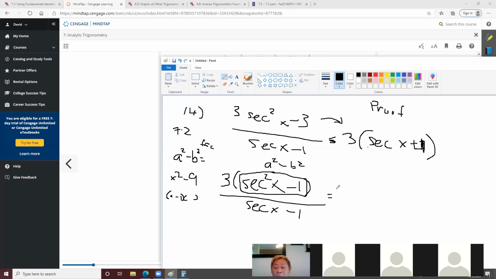So you still get 3. What you get here is secant x minus 1 and secant x plus 1, just like x minus 3 and x plus 3. This is a and b. This is all over secant x minus 1. Now this will cancel out, and that's why you end up with this: 3 times secant x plus 1.